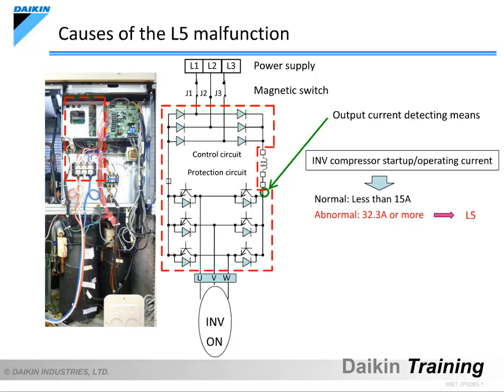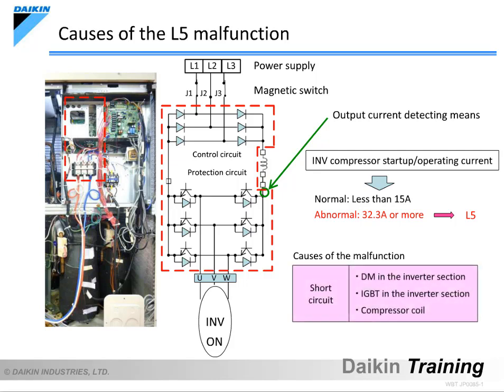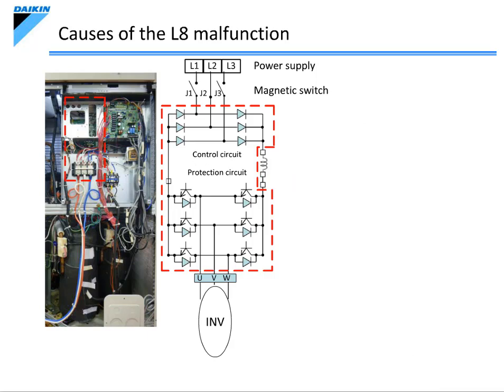Based on the fact that the abnormal rise of the operating current is observed both during startup and operation of the inverter compressor, the causes of the L5 malfunction are considered to be a short circuit of the DM or IGBT in the inverter section, or a short circuit of the compressor coil. The L5 code also appears when there is a misdetection by the protection circuit on the inverter PCB. Let's now look at the causes of the L8 malfunction.